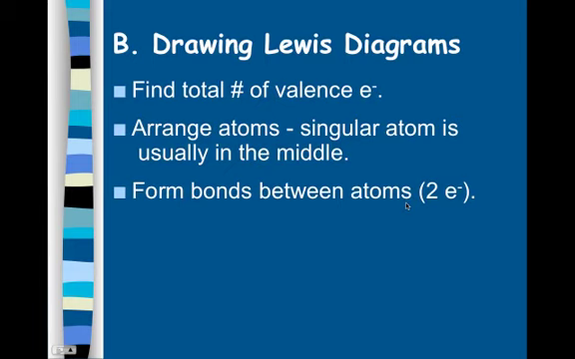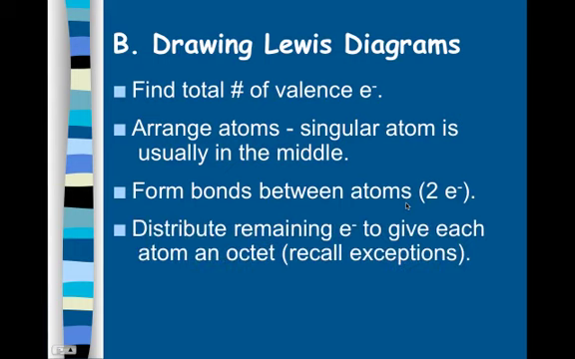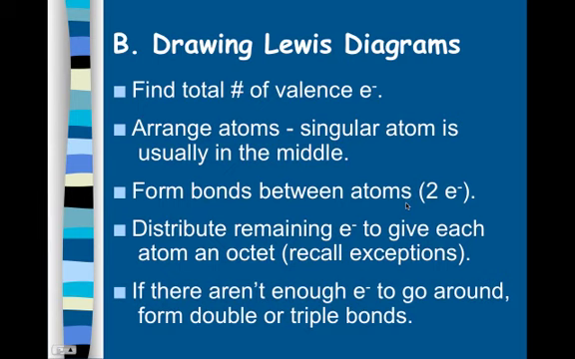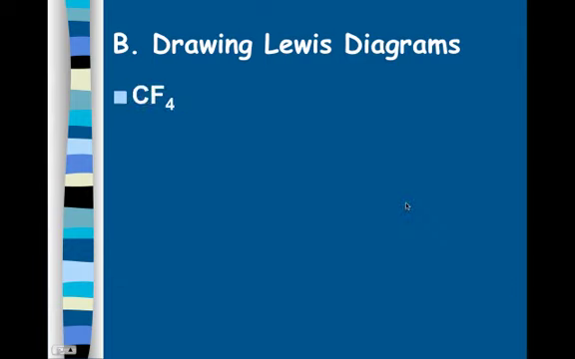Now, we form bonds between atoms. Each bond we represent with a line, and that line represents 2 electrons that are being shared. Then we distribute the remaining electrons to give each atom an octet, with the exception of a few oddities. If there aren't enough electrons to go around, we must form double or triple bonds. We must always remember that everything wants to be happy with an octet.